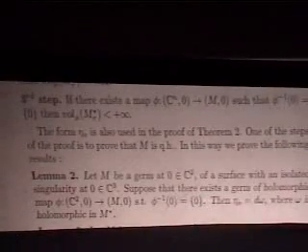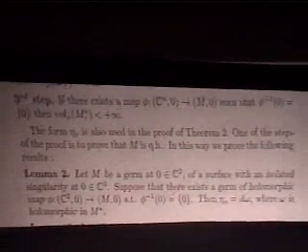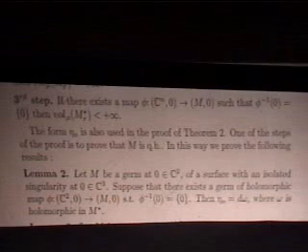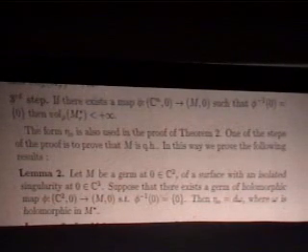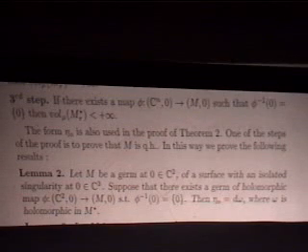The first step is lemma 2 here. Suppose you have a germ at 0 in C2 of a surface with an isolated singularity, and suppose that there exists a germ of a Lomov map like that. Then the form eta 0 is exact, holomorphically exact.